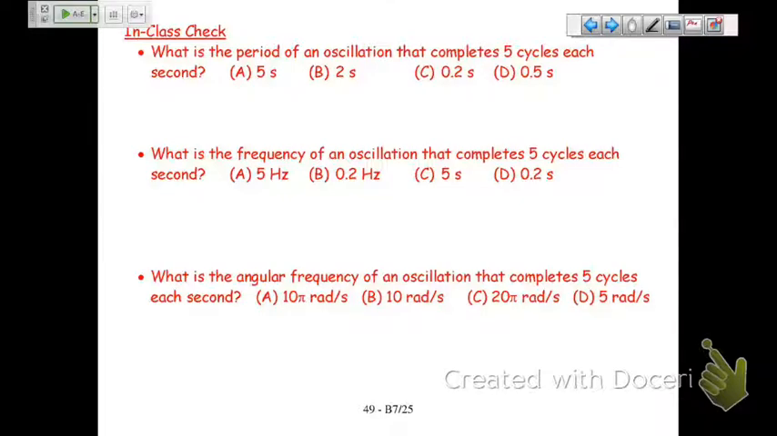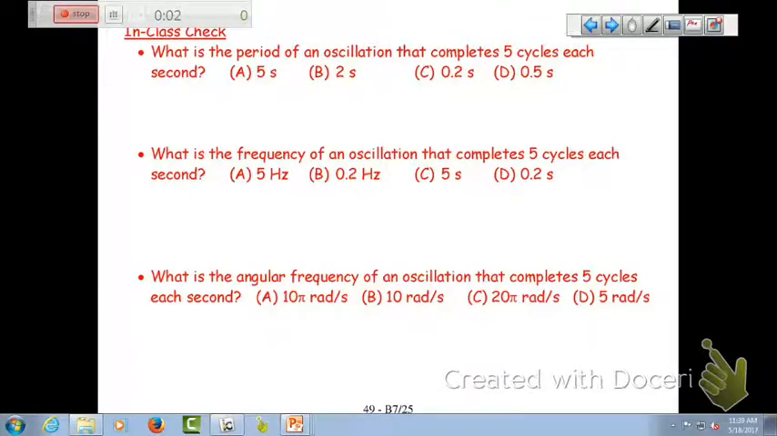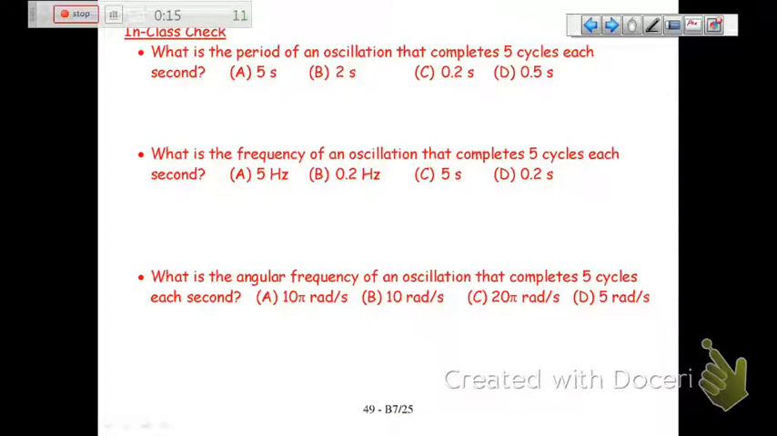Okay? So you turn it on and you click your answer. So what do you think? What is the period of an oscillation that completes 5 cycles each second? So let's have a look. We have 5 cycles. So here's 1 second, and there's 5 of them. That's 1, 2, 3, 4, 5. So what is the period? So what do you think?